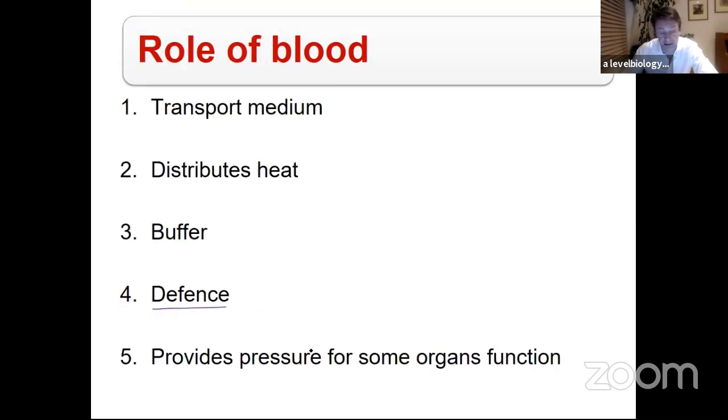And it provides pressure for some organs to function, namely the kidney in particular, where it's got to generate a pressure to give you a glomerular filtration rate, where you push the plasma from the glomerulus into the Bowman's capsule.